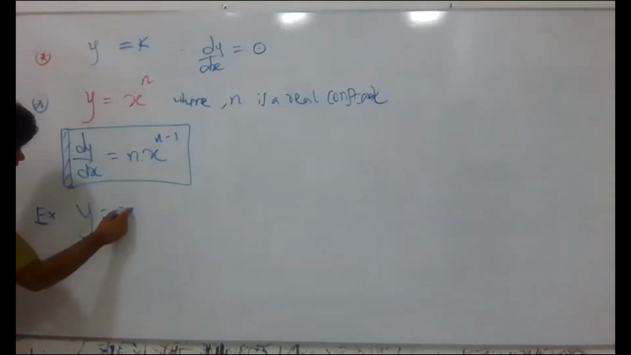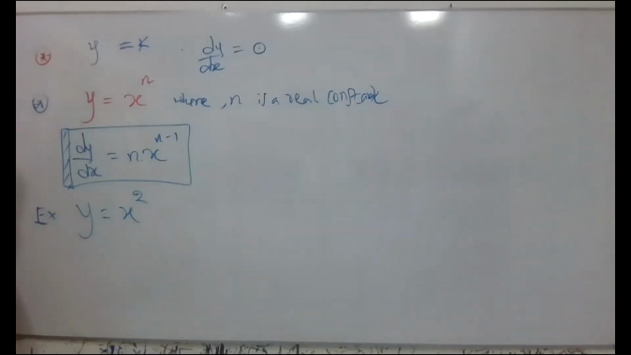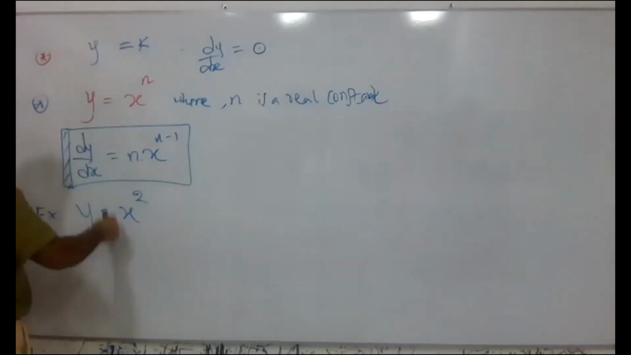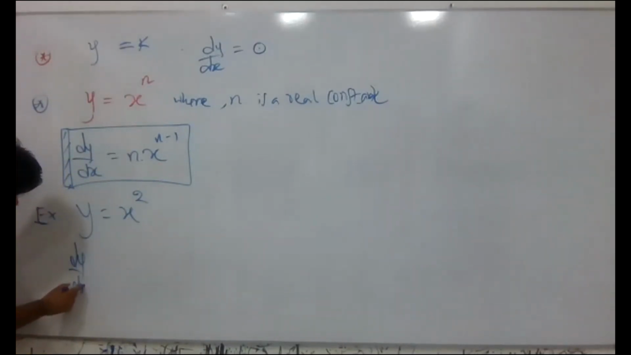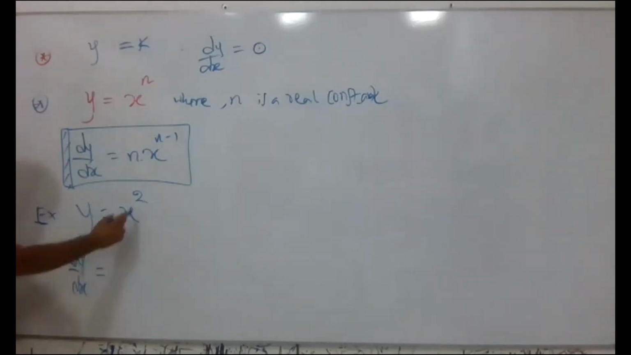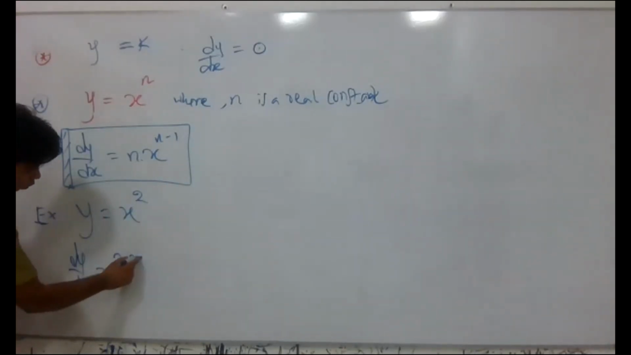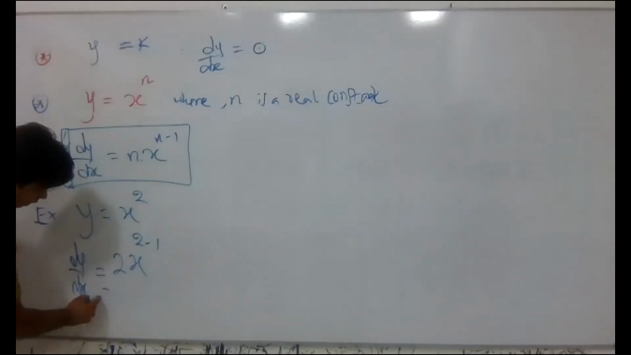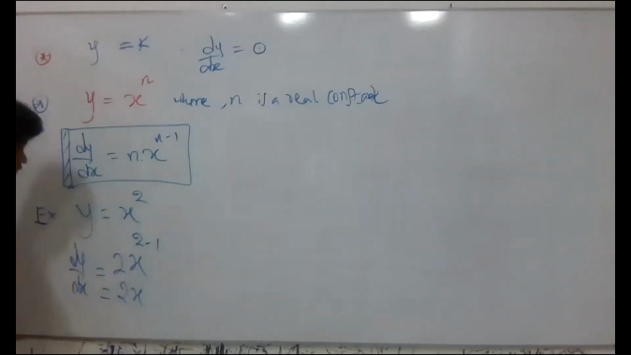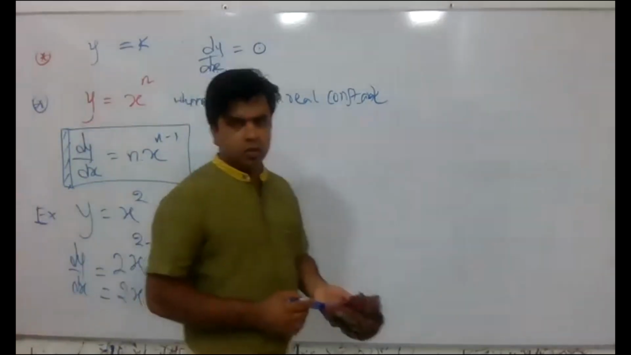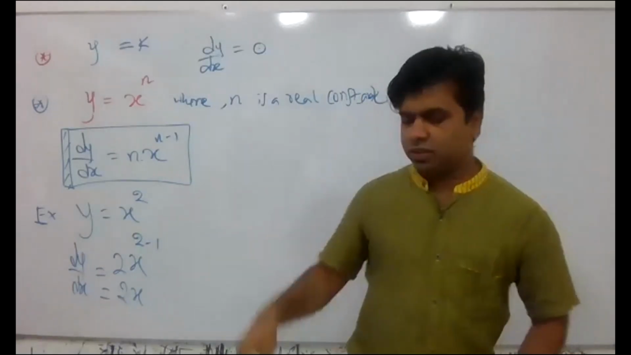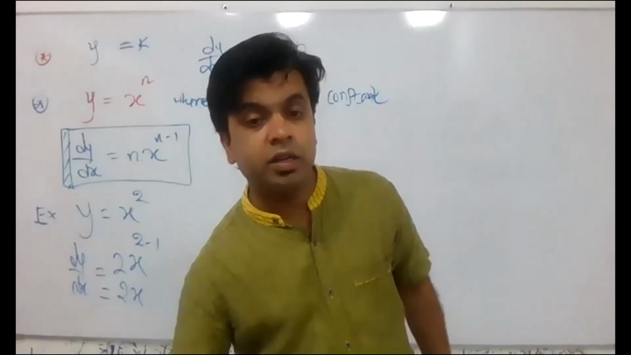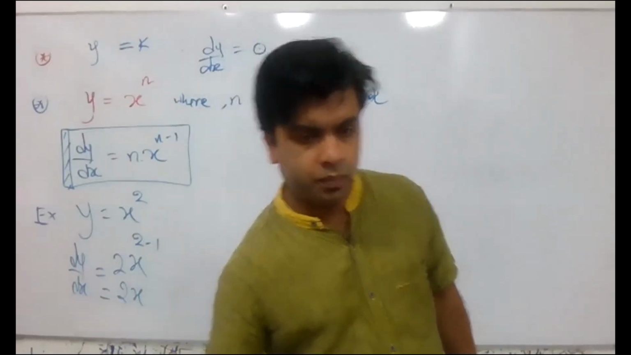So you know that y equals x squared. If you have this y equals x squared, compare with this: x is already there, n is 2. Then how do you take the gradient function? dy by dx equals n, that means 2x to the power 2 minus 1. That means the answer is 2x. So you can see that gradient is a function of x. That's why I told you gradient is a function of x.